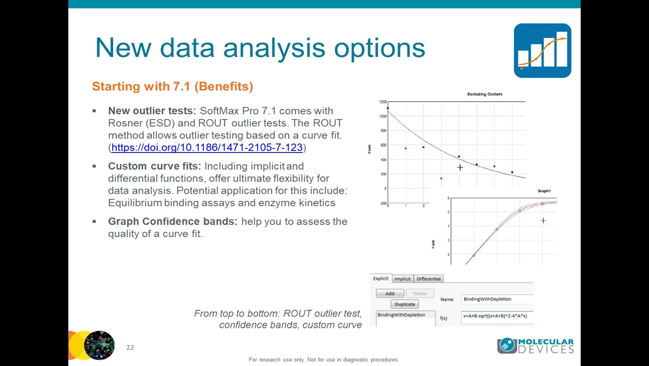New data analysis options in SoftMax Pro 7.1 are the outlier tests. We have added a ROUT outlier test, which enables you to determine outliers based on the curve fit and not individual data points. This has been brought to our attention by a large pharma company who has been noted by the FDA that outlier tests are done on a random and not defined basis. And this provides a statistical means to exclude outliers in SoftMax Pro.